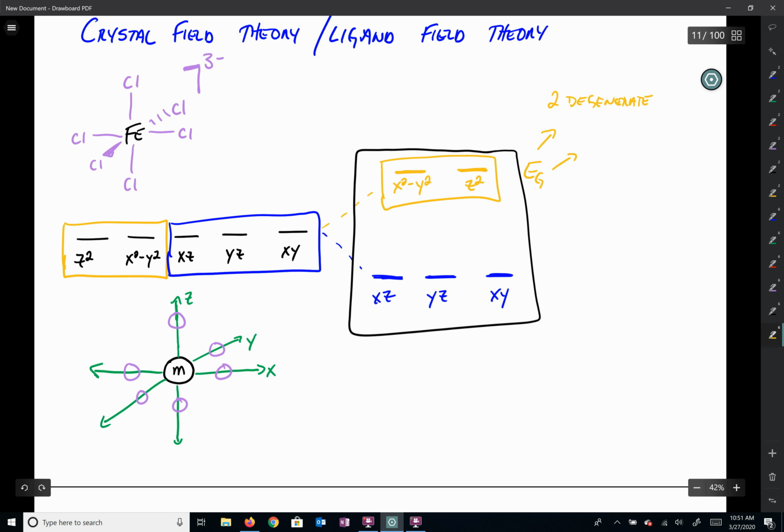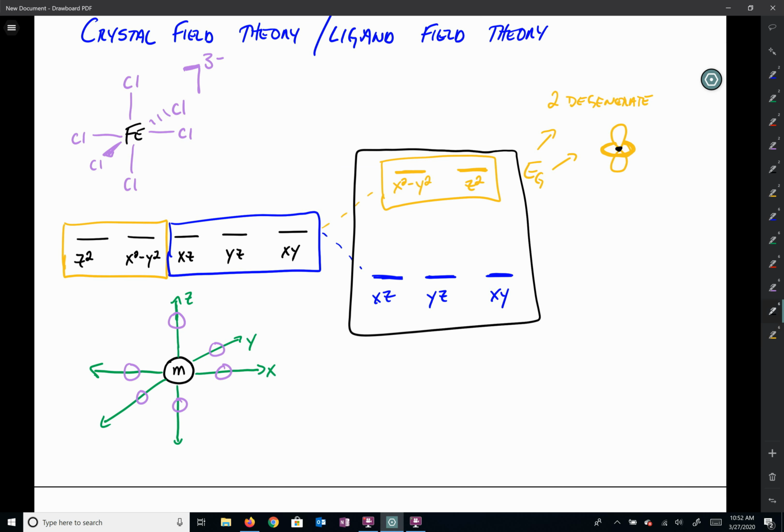And the G comes from the German word gerade, and it means that they are symmetric with respect to inversion. Now, what in the world does that mean? Well, let me keep this as simple as I can. Let me draw my z squared orbital, okay? And I'm going to put a black dot right in the middle, okay?